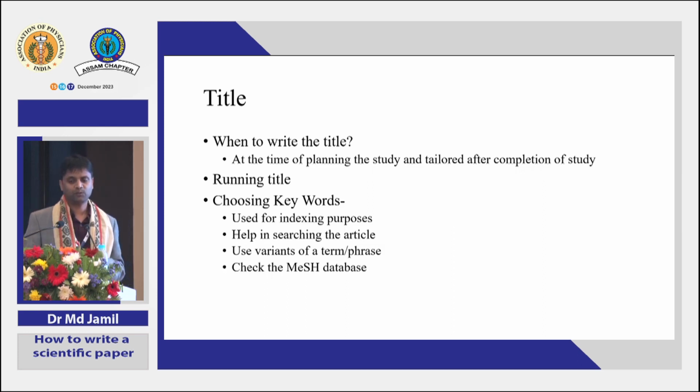Then choosing the keywords. It is very important because it helps in indexing. It also helps when we search for articles in a search engine like Google or in the PubMed database or the Embase database. Then to choose the keywords, we should look for variants of the terms, like tuberculosis, TB, and all these terms. And it is better if we search the Medical Subject Headings database. This is the Medline database. There are lots of keywords you will get. You will get a repository of keywords for individual diseases.